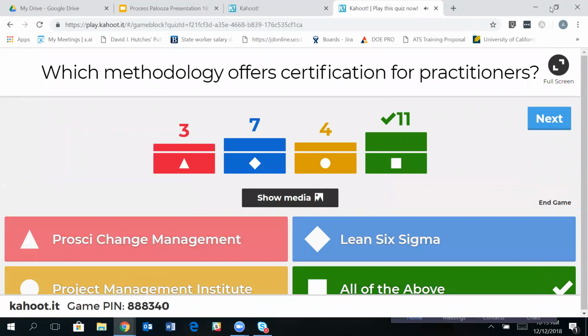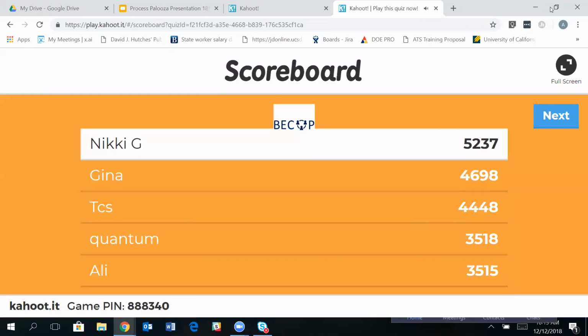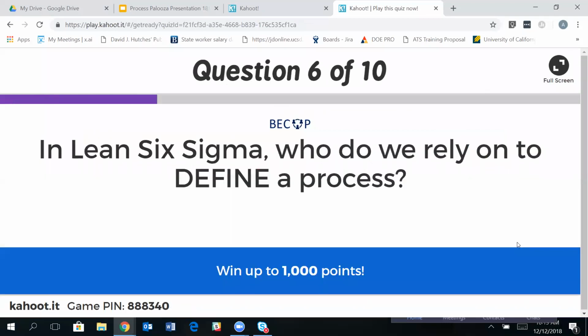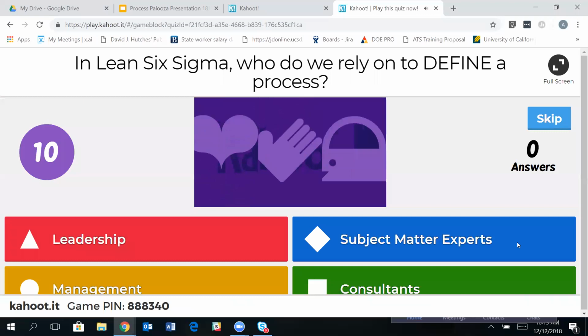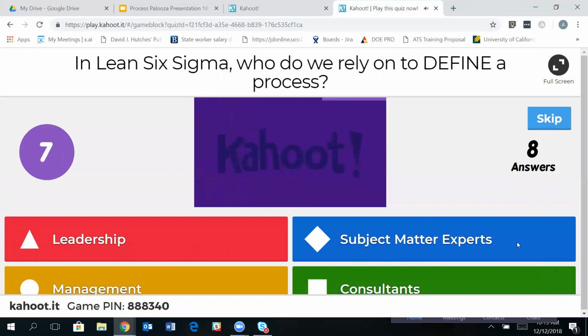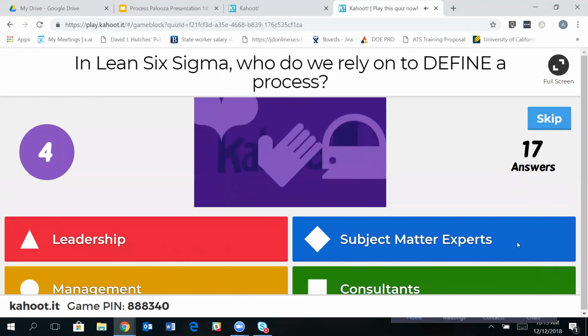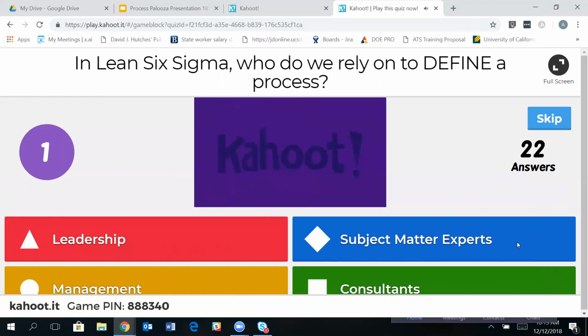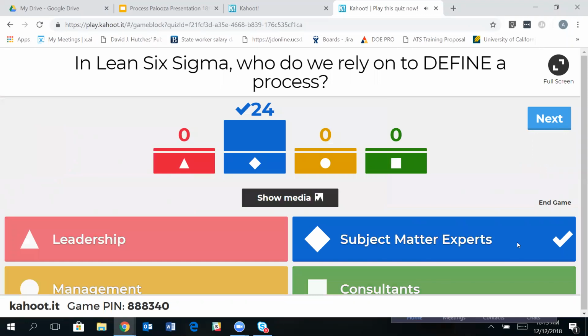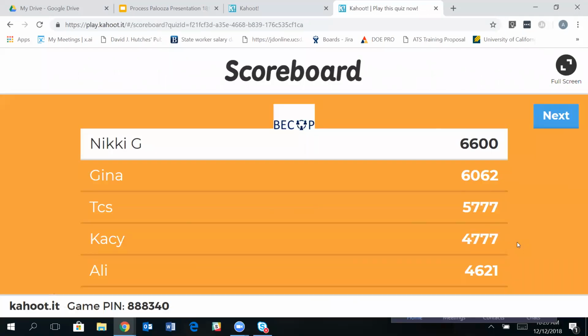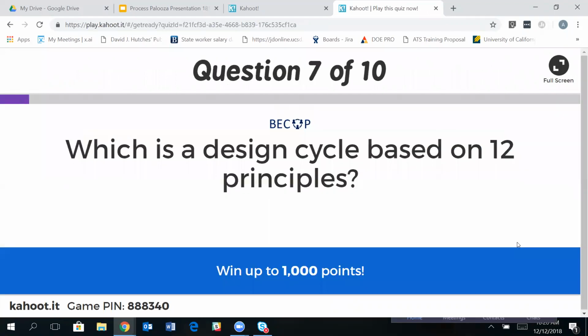All the above, I know, it's tricky. All right, a couple more. In Lean Six Sigma, who do we rely on to define a process? Leadership, subject matter experts, management, or consultants? Yeah, that's great. All right. There's one takeaway, that would be it. Oh, Casey's coming up. All right, which is a design cycle based on 12 principles?